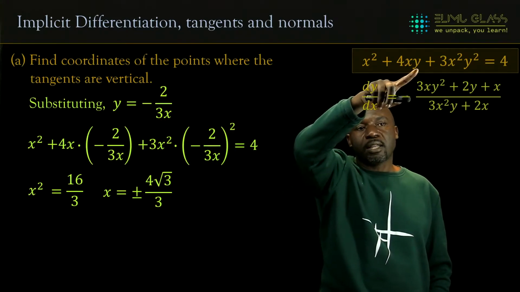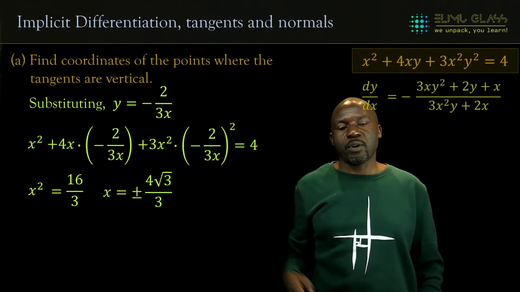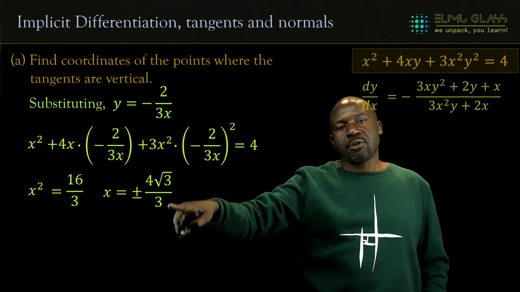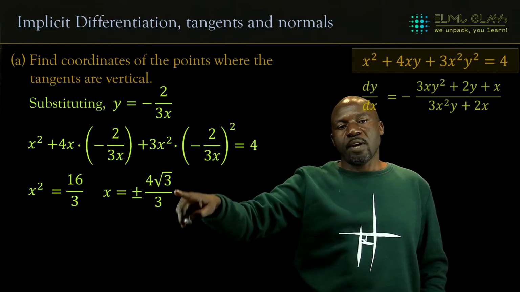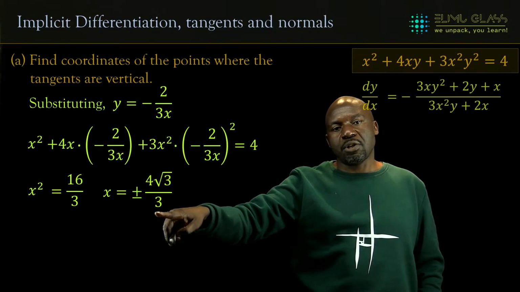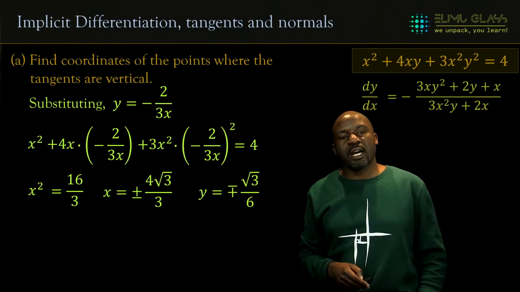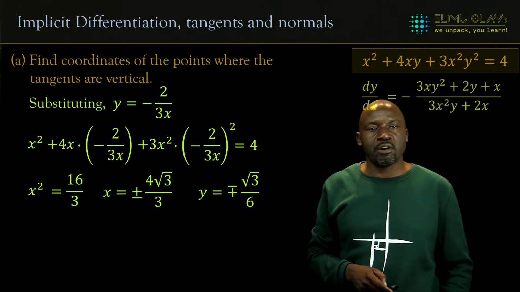We don't have to go back there now. We can substitute them right here, okay? So when x is positive 4 root 3 over 3, what's the value of y? And when x is negative 4 root 3 over 3, what's the value of y? If we do that, we get that the values of y are plus or minus root 3 over 6.